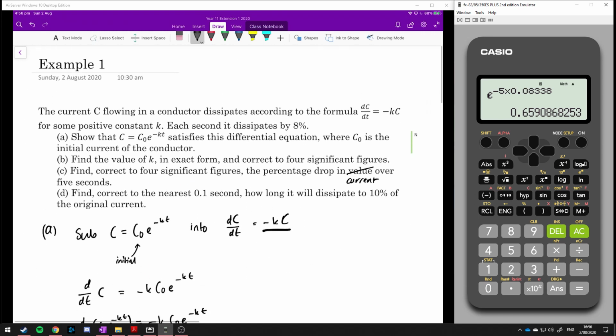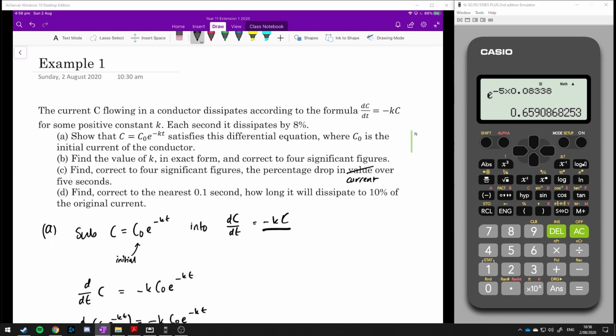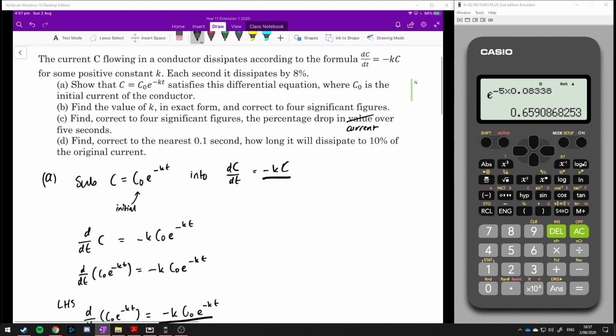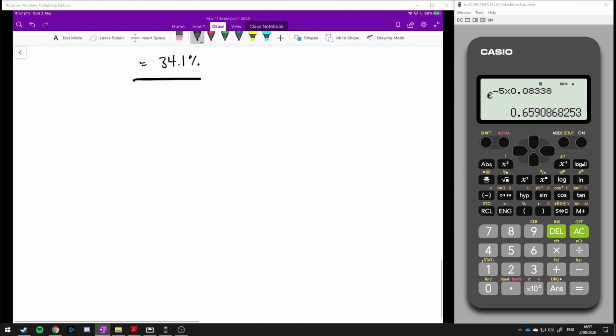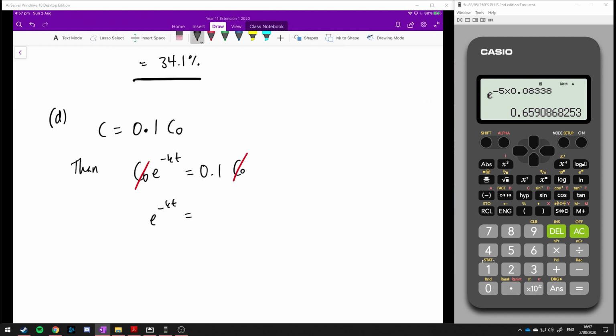Now the last bit of this question is find, correct to the nearest 0.1 of a second, how long it will take to dissipate to 10% of the original current. So now we want to see it get down to 10%. In other words, we want to know when it's equal to 10% of the original amount. So C0 e to the minus kt is equal to 0.1 C0, of the initial amount. Those initial amounts are going to cancel out, and it's going to leave us with e to the minus kt, which is equal to 0.1.